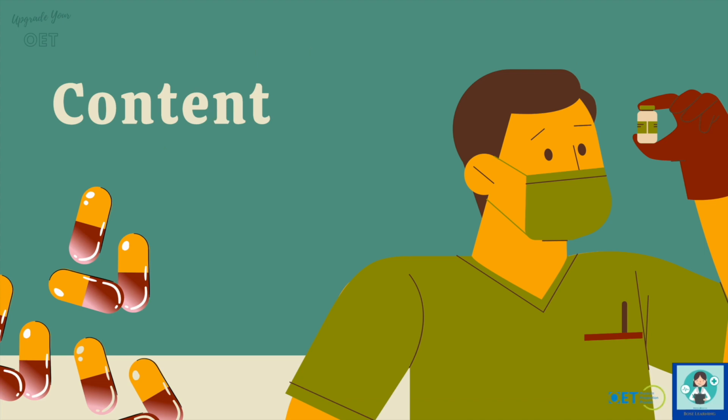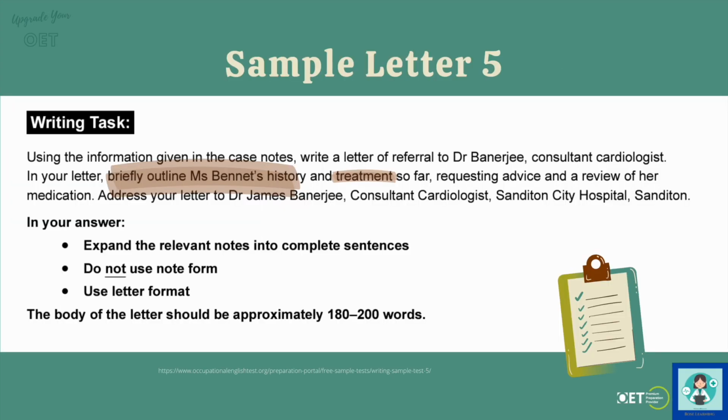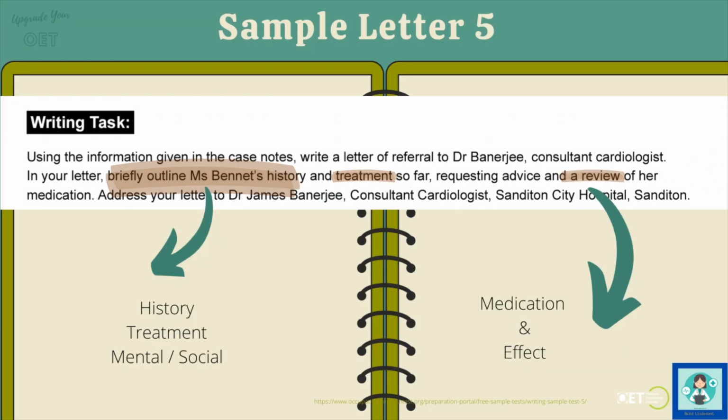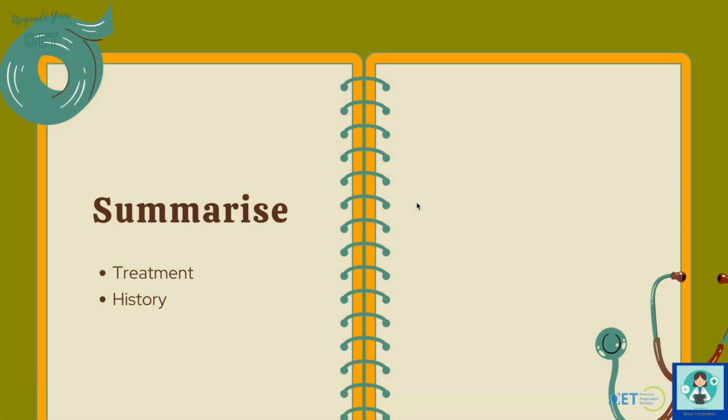Okay, then let's move on to content. Remember, that's the next criterion that you're going to be assessed on. And for this letter, your job is to briefly outline Miss Bennett's history and treatment so far. So go through the case notes, underline things connected to what actually happened, the history, what kind of treatment the patient was given, and then the mental and social background as well. Then, because you're doing a review or you're requesting a review, look out for medication and what effect it's had on the patient. Why does she ask for a change? So, the key here is to summarise these two things.